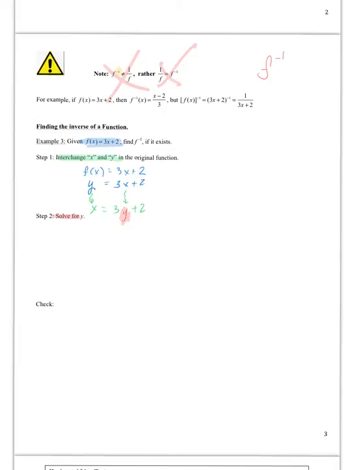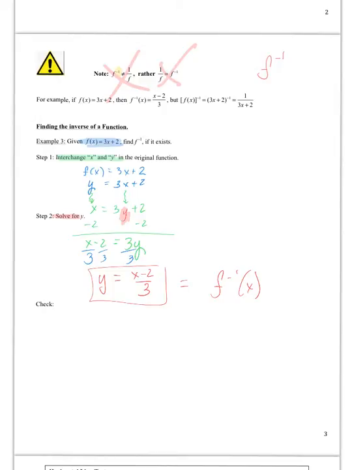So if I solve for y in this equation, I'm going to go ahead and subtract 2 from both sides, giving me x minus 2 equals 3y. And then I'm going to divide each term by 3. So that is going to give me y equals x minus 2 over 3, which we know, because we've worked this example quite a few times, is the inverse of f of x.